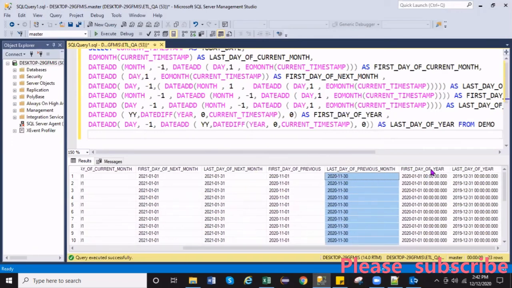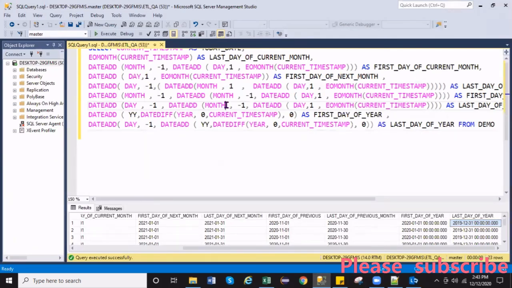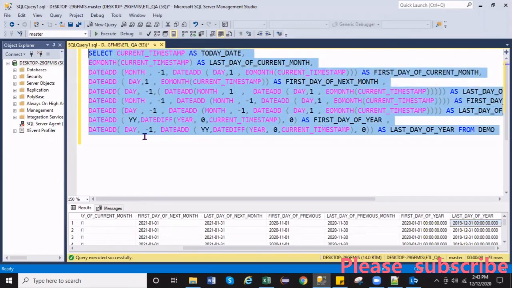Then first day of the year, 2020, January 1st, and last day of last year was 2019, December 31st. So this function is really important in real time, so much useful. So please remember that, okay?